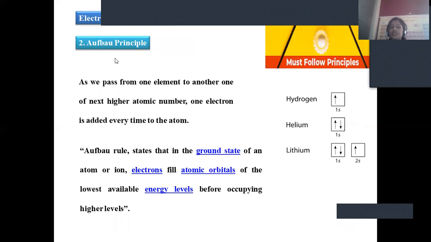Now, let us move on to the second rule for filling the electronic configuration, called the Aufbau principle.